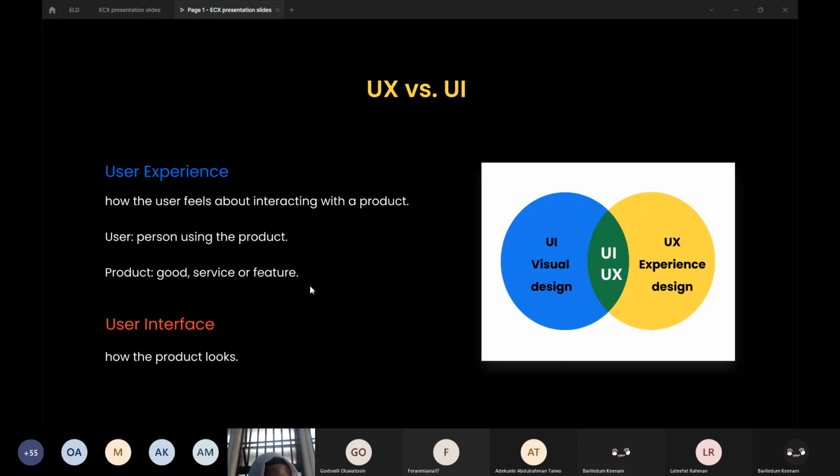So user interface. User interface has to do with the aesthetics of the product, how it looks, the visual design. The difference between UX and UI is that the UX deals with how the product feels, while the UI deals with how it looks. So from this image here, you can see the intersection between UI and UX is called UI UX. Next slide, please.